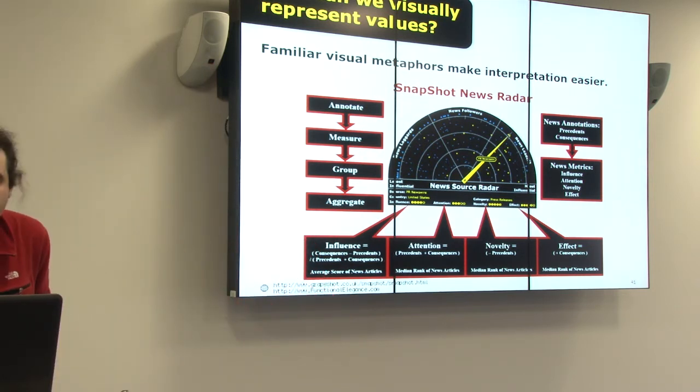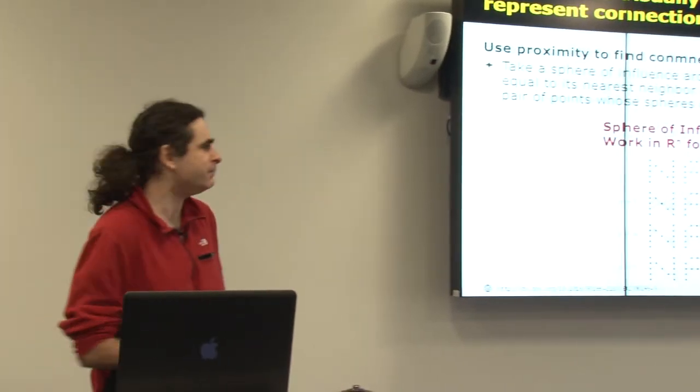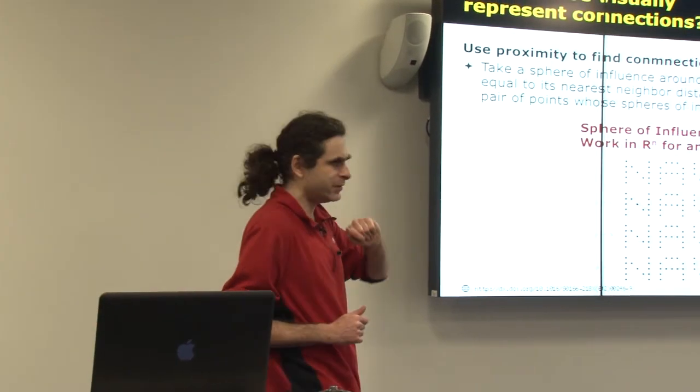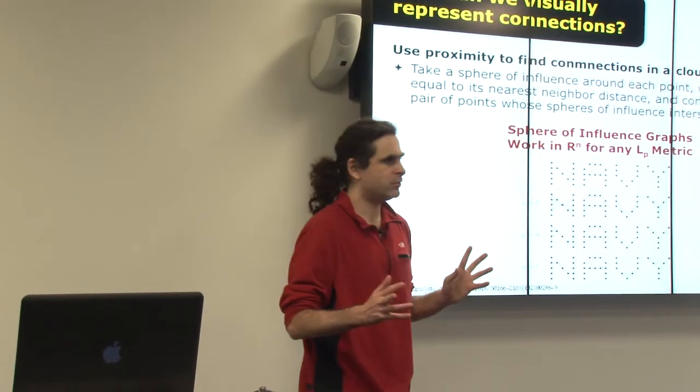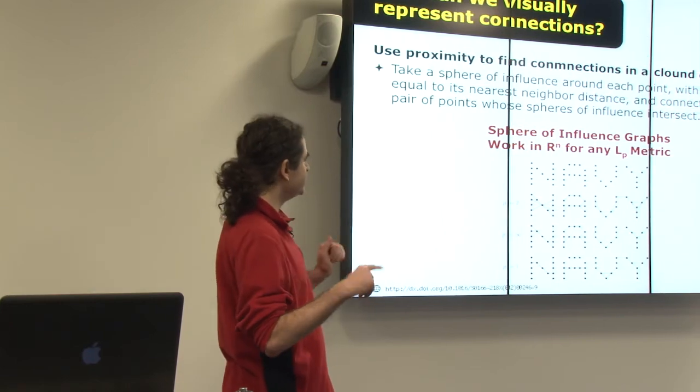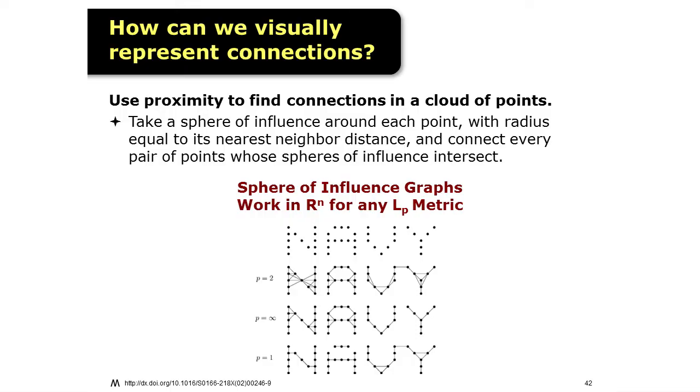So I'll go very quickly through a few more examples. This is a brilliant technique when you need to make sense out of point clouds. It's called spheres of influence.